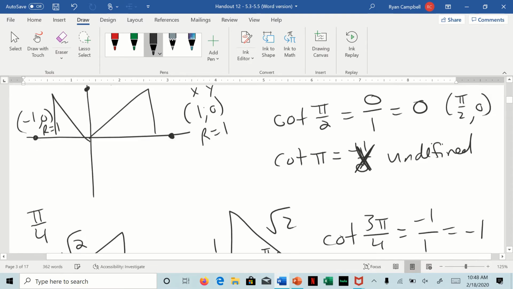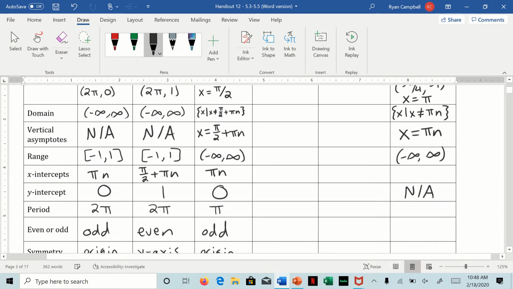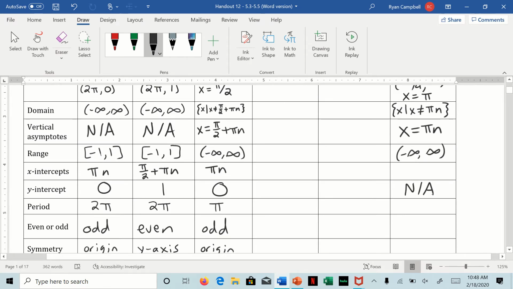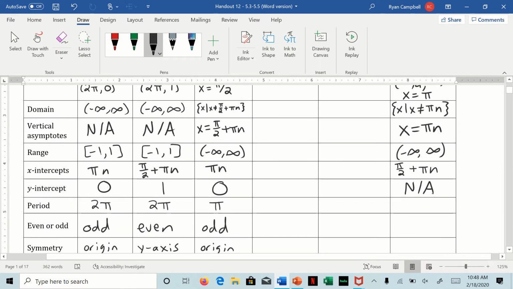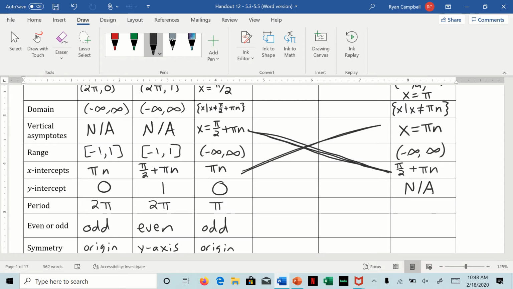So if we notice, the x-intercept should just be pi over 2 plus pi n. And if you notice something cool, the vertical asymptotes of the tangent match the x-intercepts and vice versa, right?